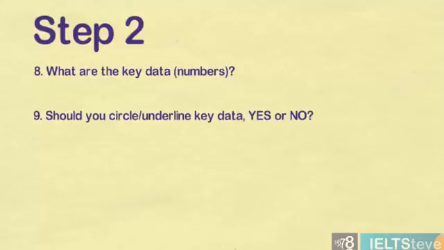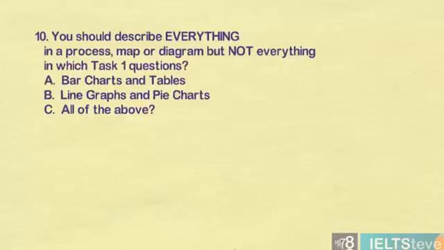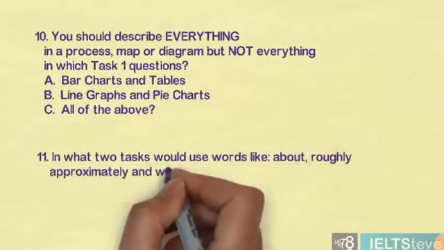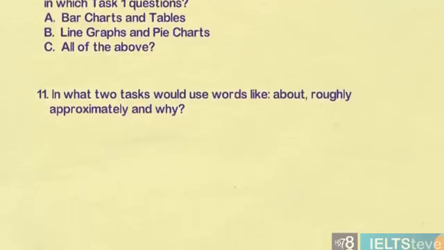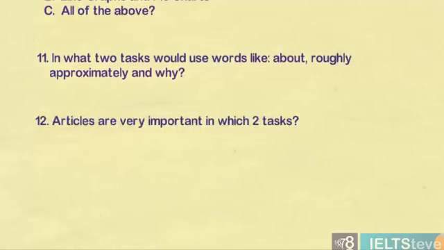How about question 10 here? You should describe everything in processes, maps, and diagrams, but not everything in which Task 1 questions. Moving on to 11. Words like about, roughly, approximately. There's 2 tasks in particular that you should be using them, and especially why should you use them. Question 12, why are articles very important in which 2 tasks? When I say very important, they're not. If you make a mistake, it's not going to cause a huge difference, but it's an easy way to get a high mark by using them accurately.